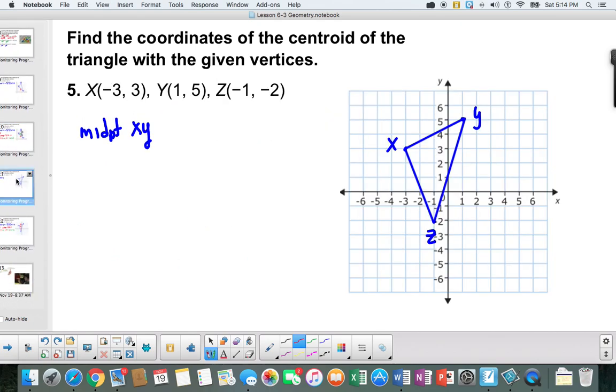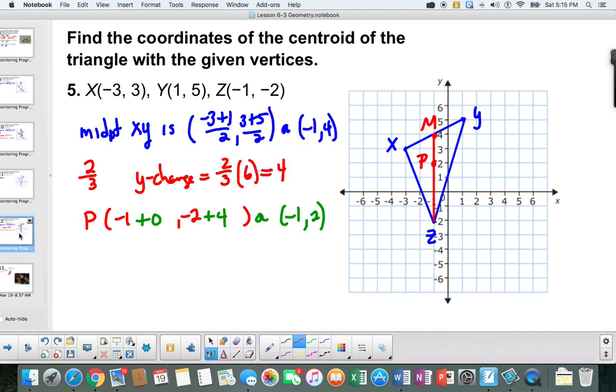Okay, here's another one. Less hints now. Stop the screencast. See if you can do that. My only hint is to find the midpoint of XY. That would be the most advantageous. And here's the answer. Okay, well, you need to find the midpoint, and then you take 2/3 of the X change, which is 4. So from Z, you want to travel up 4 units, because that's 2/3 of the way, and you'll be at -1, 2.